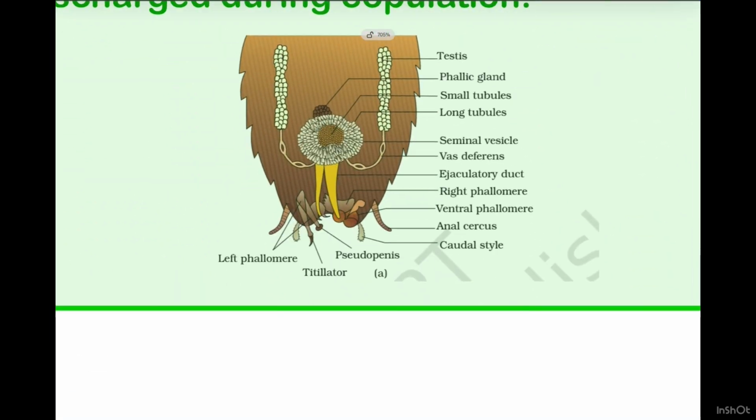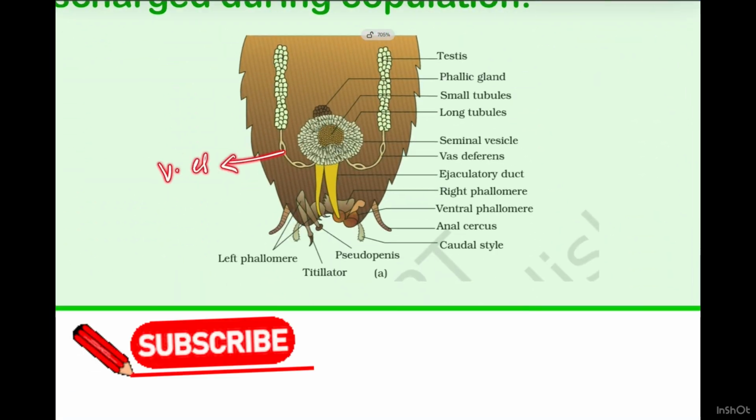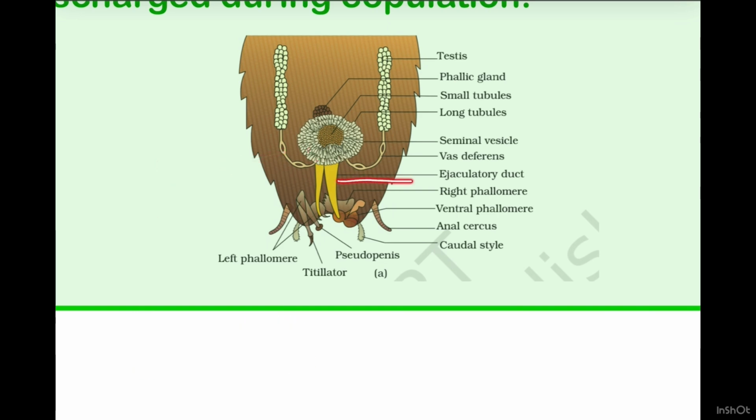Vas deferens, this is vas deferens, opens into the ejaculatory duct. Now that ejaculatory duct is this ejaculatory duct. This is vas deferens, this is vas deferens. Both open into the ejaculatory duct.